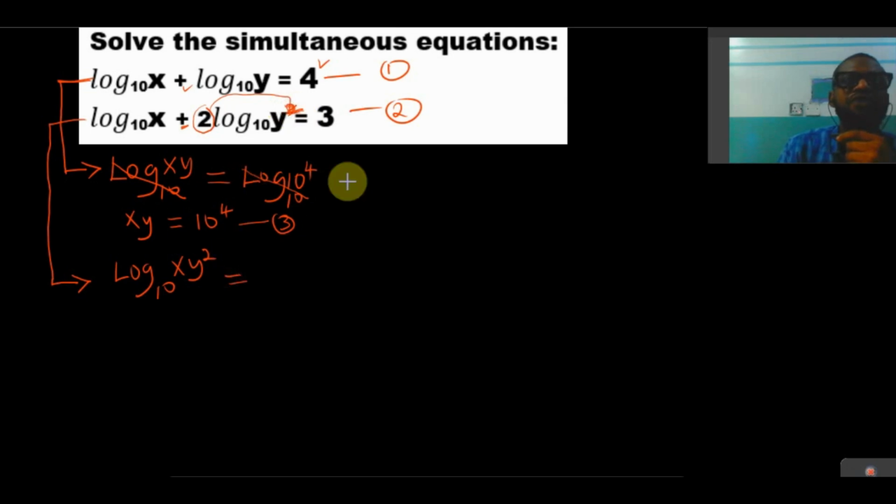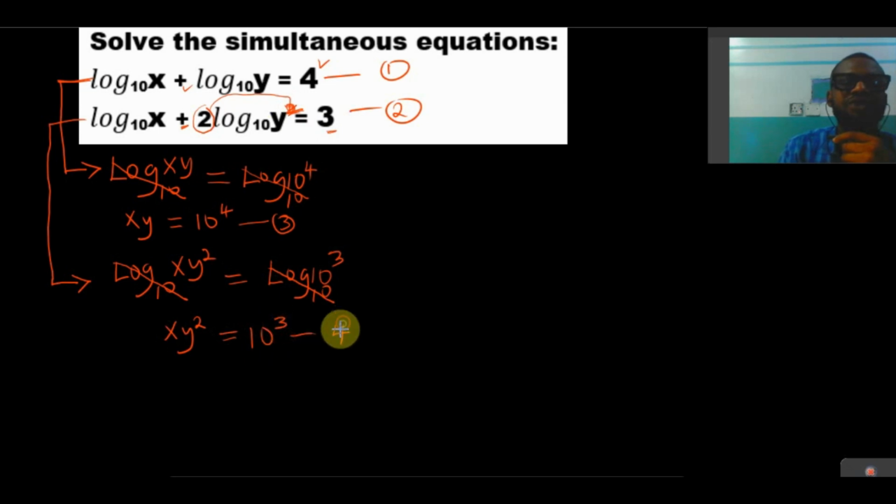Equals, I will do the same thing here on the right hand side. I will bring log of base 10 and log 10 raised to power 3. So this will now enable me to eliminate log to base 10, log to base 10. I will now have my xy square equals 10 to the power of 3. This is my new equation 4. Now I will solve equation 3 and equation 4 simultaneously.